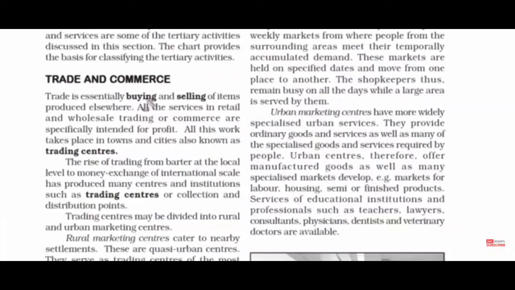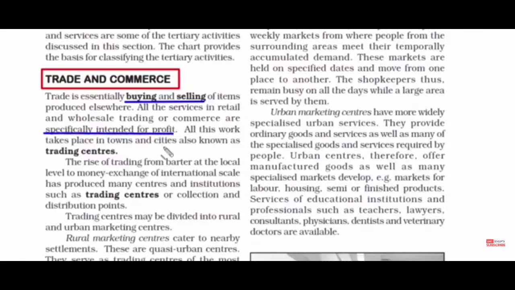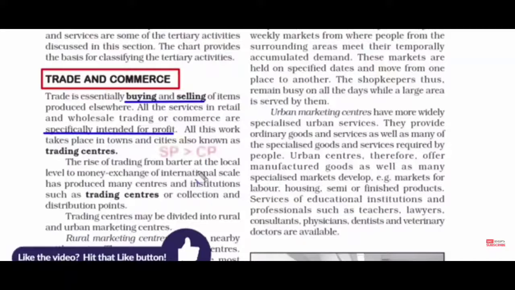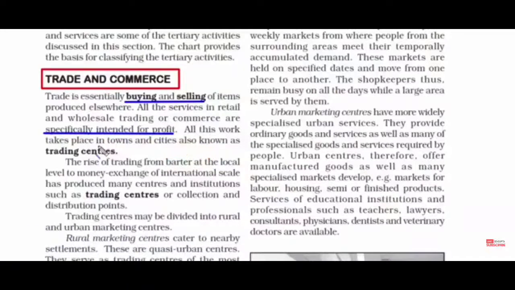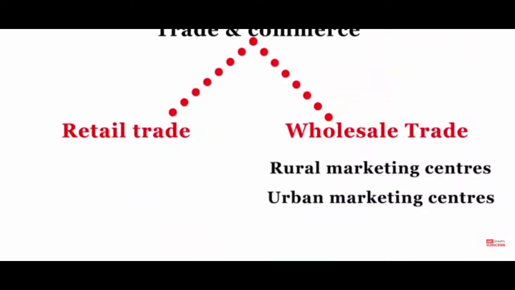The first one is trade and commerce. Trade basically means buying and selling of items that are produced in totally different locations. And they are usually intended for profit, meaning if you're selling a product, the selling price, which is the SP of an item, has to be more than the cost price, that is the CP of that item. So this kind of work takes place in towns and cities, and that's why we call them trading centers. Trade and commerce is divided into wholesale trade and retail trade.